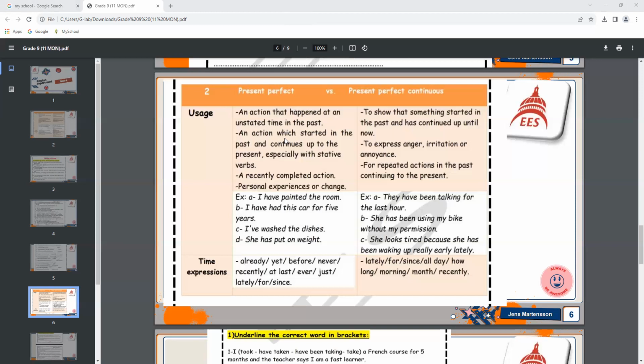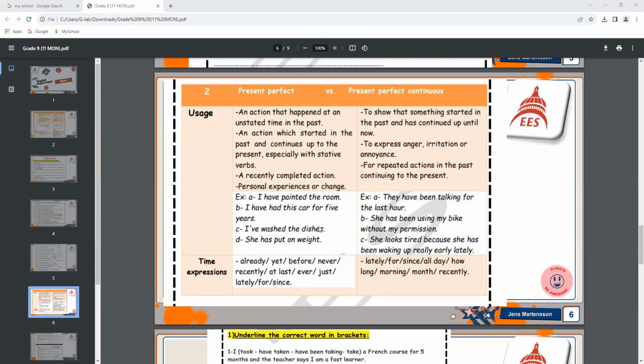I have traveled to London since Monday. I have lived in Egypt since 2015. So it's a starting point. But if I wanted to use "for," I would say I have studied English for 5 years. Can you see the difference? I stated the duration, all the duration. I have traveled to London for 5 months, maybe.